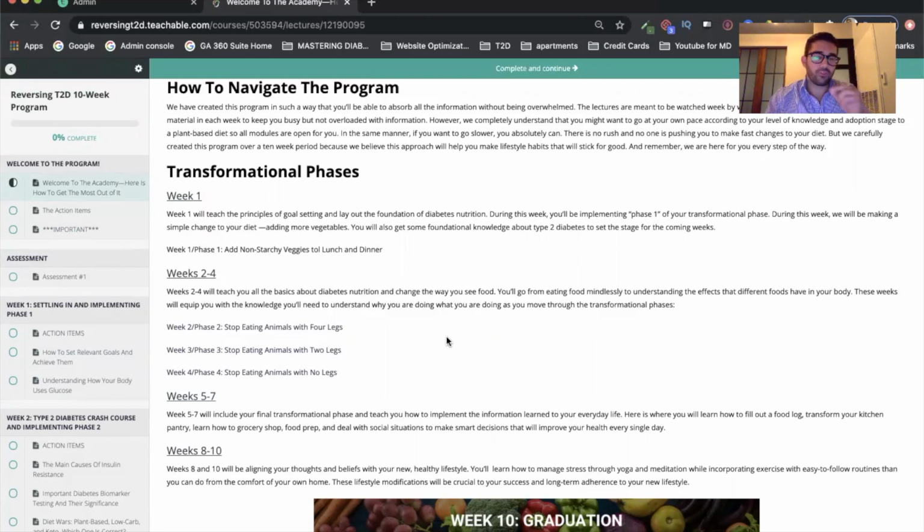So the reason why we have created these transformational phases is so people can take a gradual approach to lifestyle change. It is a systematic approach. So every single week, we ask people to just make a small change to their diet so they can see the results in the following 2, 3, 4 weeks of following the method.